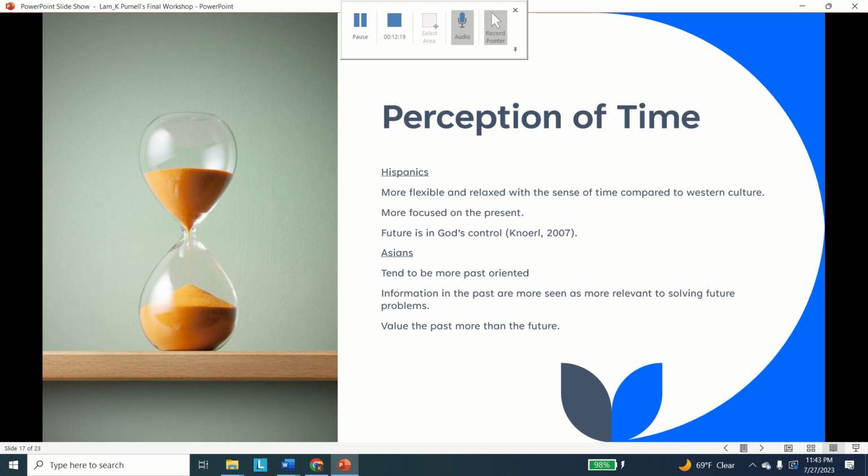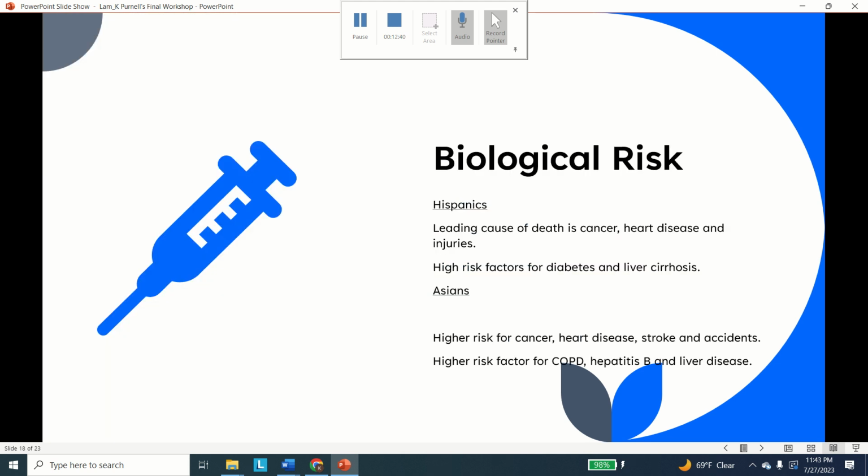Their perception of time. Hispanics are usually more flexible and relaxed with a sense of time compared to Western culture. They are more focused on the present because they see the future as more in God's hands. Asians tend to be more past oriented. Information in the past is seen as more relevant to solving future problems, and therefore they value the past more than the present.